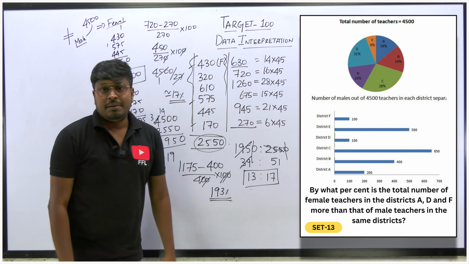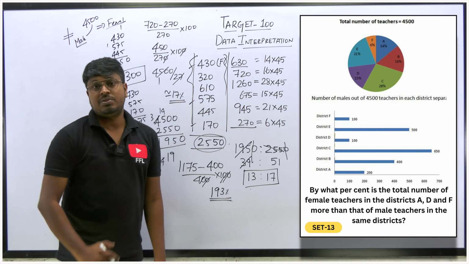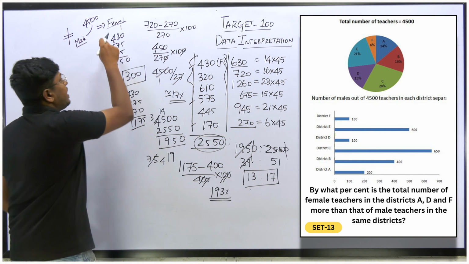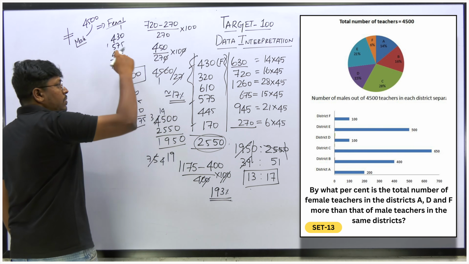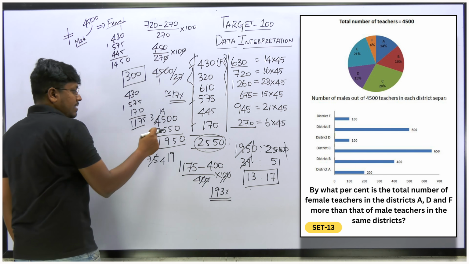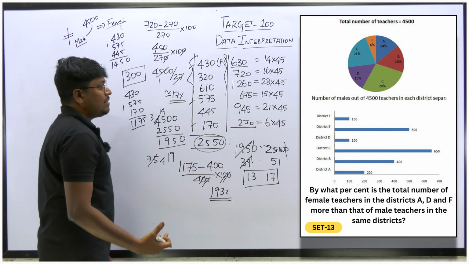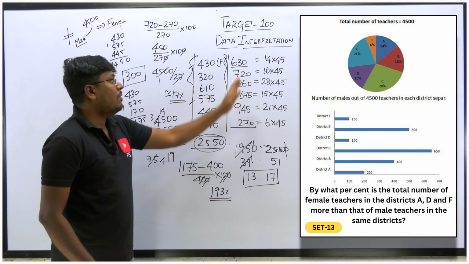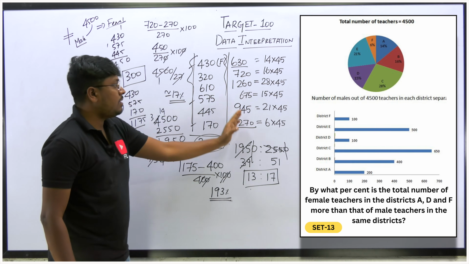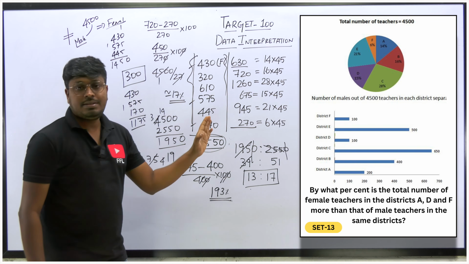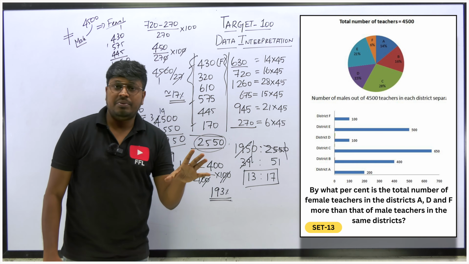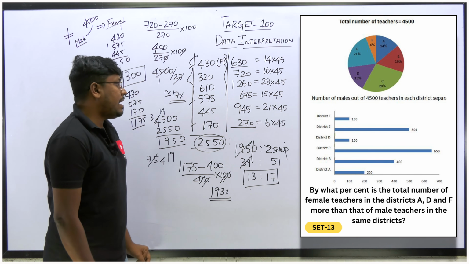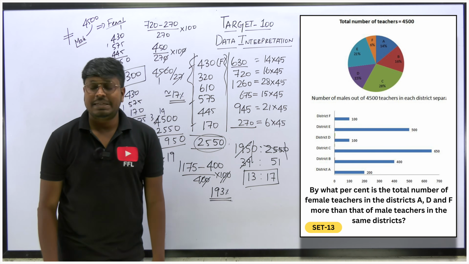It is easy. But remember one thing, for every question this is not applicable. At some point you have to find the female for all the districts, and you may struggle to solve it. That's the reason I am saying initially find the total number of teachers in all the districts and the total number of females in all the districts, and then if you start solving a question, the DA looks very simple. So these will be the answers for set number 13 DA.